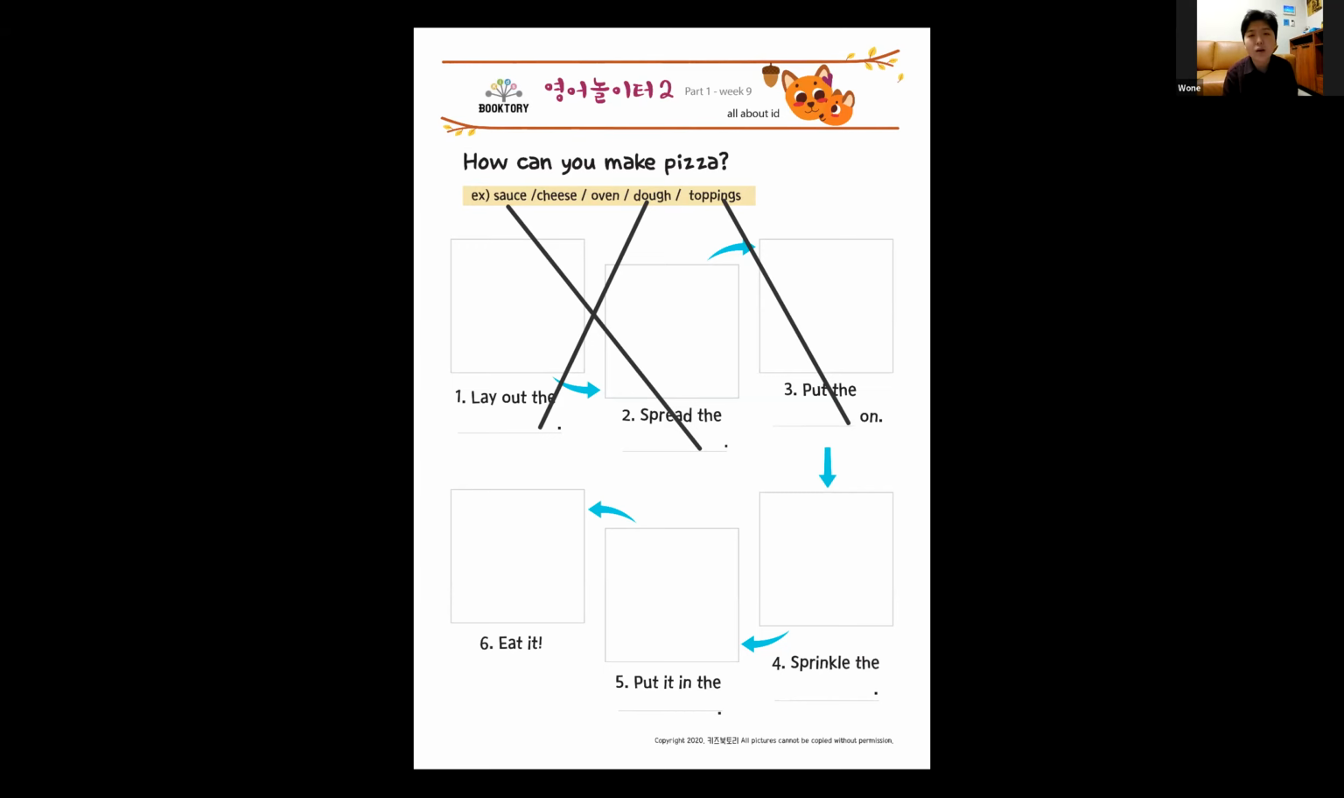Next, you're going to sprinkle on top. This is the best part of the pizza, the important part of the pizza. What is it going to be? You're going to sprinkle the cheese. And after you're done assembling the pizza, you're going to put it in an oven to cook, right? So we can make the pizza. And finally, you're going to eat it.